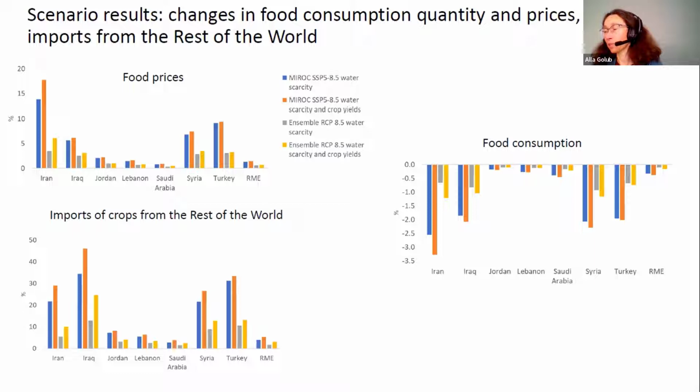The reduction in domestic crop output is compensated by a large increase in imports from the rest of the world. In Iraq, crop imports may increase by more than 40%. But keep in mind that for some of the crops in the initial database, imports in Iraq are small. So it's a large increase starting off a relatively small number.